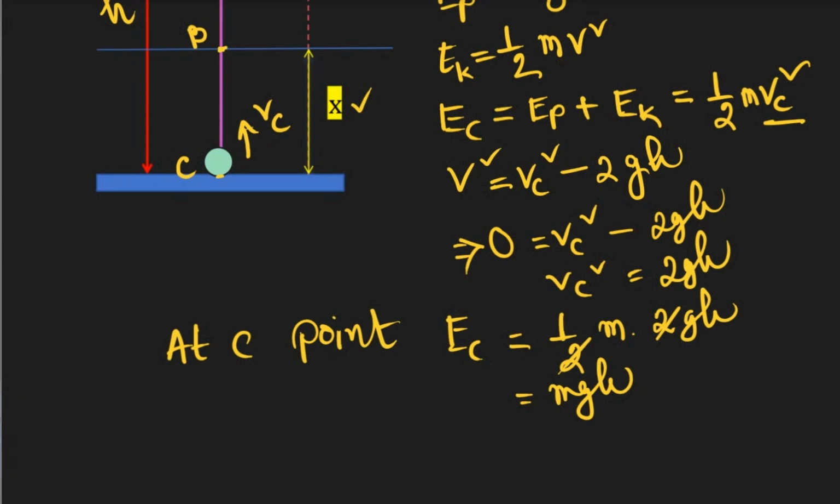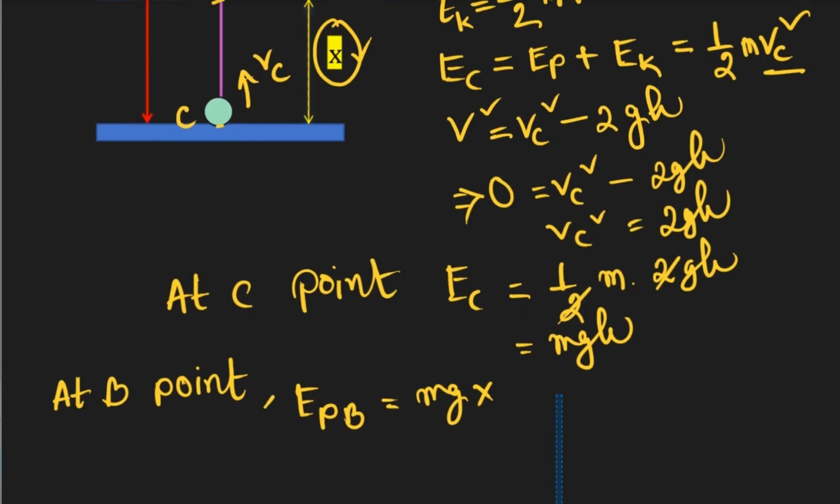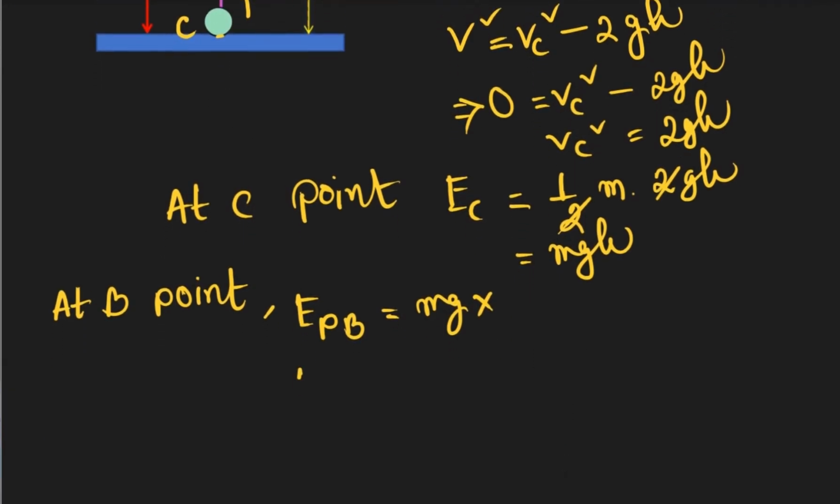Now it's time to determine the total energy at point B. At point B, the potential energy, let's say EpB, is equal to mg times the height, which is x. So the potential energy is very straightforward, but the kinetic energy will be half m VB square. So what is VB?